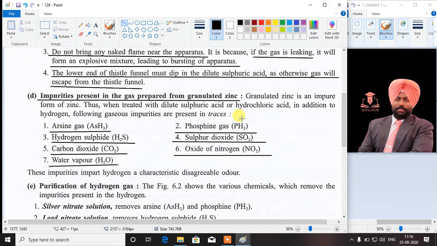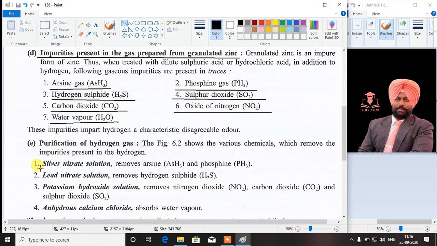For the purification, we use 4 different compounds. The names are silver nitrate, lead nitrate, potassium hydroxide solution, and anhydrous calcium chloride. When the hydrogen gas along with impurities is passed through silver nitrate solution, arsine gas and phosphine gas are removed. When the remaining gases along with the hydrogen gas are passed through lead nitrate solution, the lead nitrate solution removes the impurity known as hydrogen sulfide.